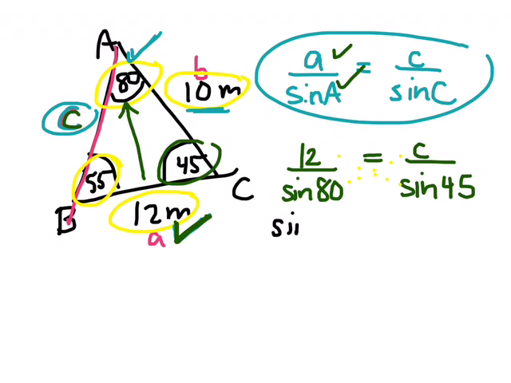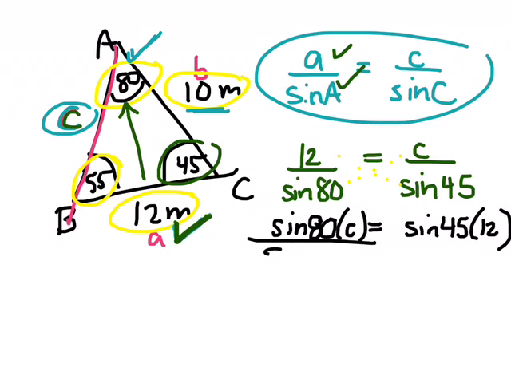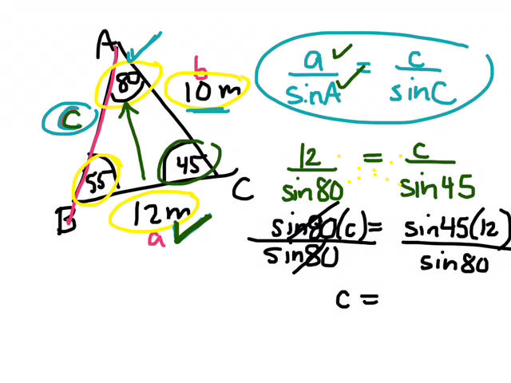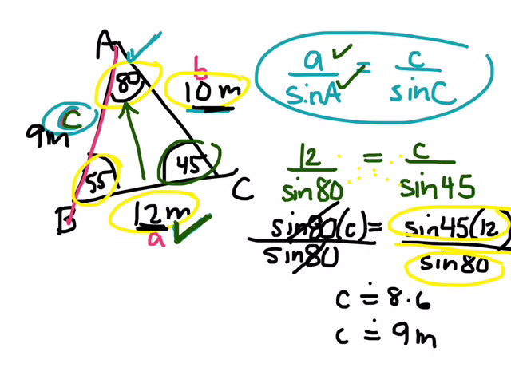So sine 80 times C equals sine 45 times 12. To isolate C, what do I need to divide by? Sine 80. So I need to divide the right side by sine 80. And like I said, it's more accurate and easier if you do this all in one step. So on your calculator, sine 45 times 12 divided by sine 80. If you calculate it, you get approximately 8.6, but because we rounded all of these to the nearest meter, what would this be equal to the nearest meter? 9. So 9 meters, and we've solved the triangle.